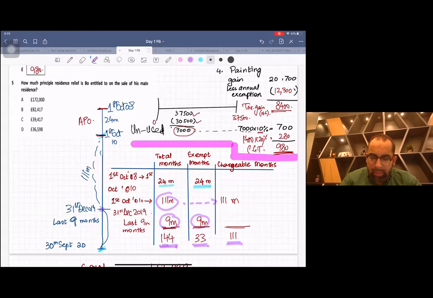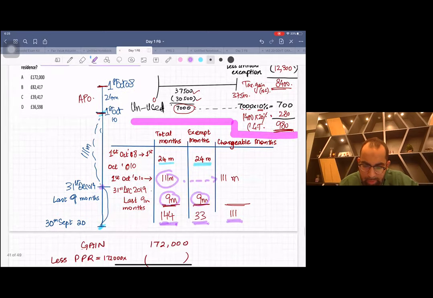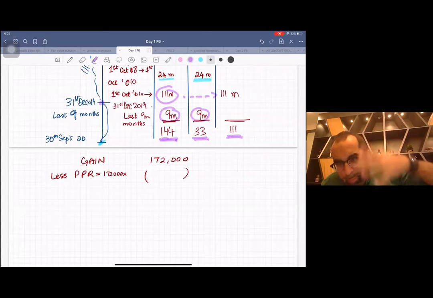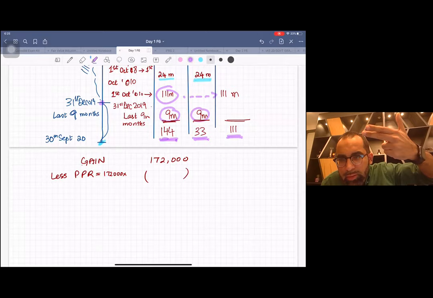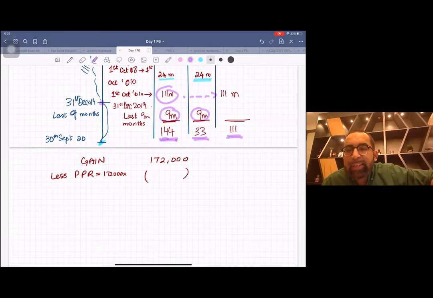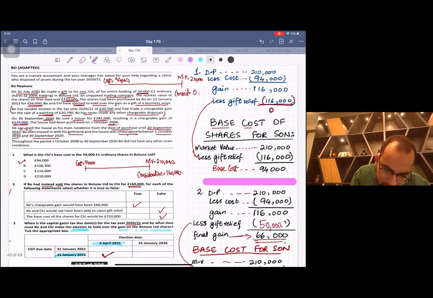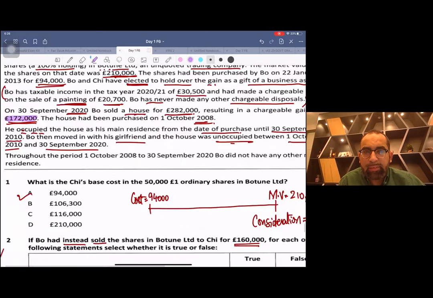Now they are saying how much principal residence relief, PPR, is available. Listen, no need to write DP and cost. We all know the format. First of all, we write the DP, then we write the cost, and the difference of DP and cost is gain. But luckily, the examiner has ready-made given us the gain. See this, 172,000 is the gain.